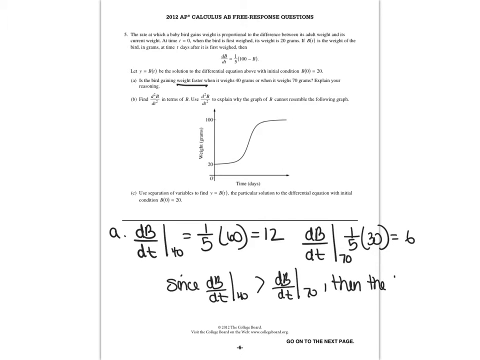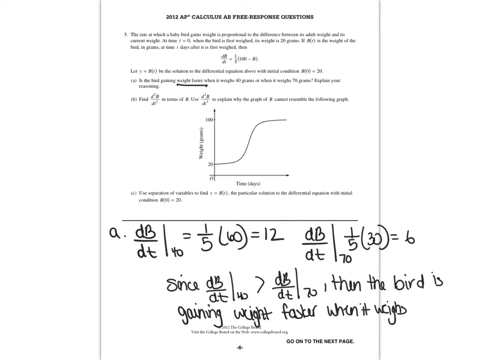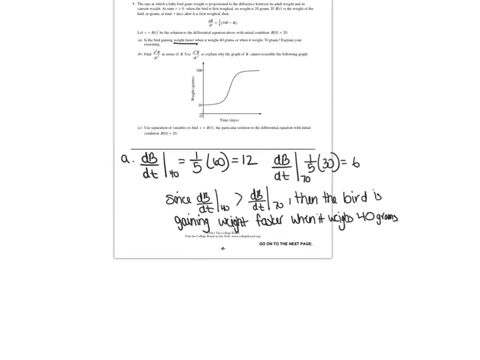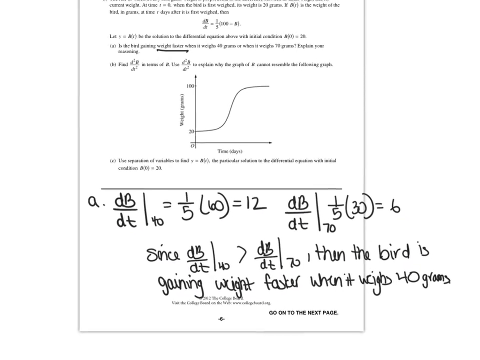we can say the bird is gaining weight faster when it weighs 40 grams compared to when it weighs 70 grams. So it's growing at a faster rate in the beginning.